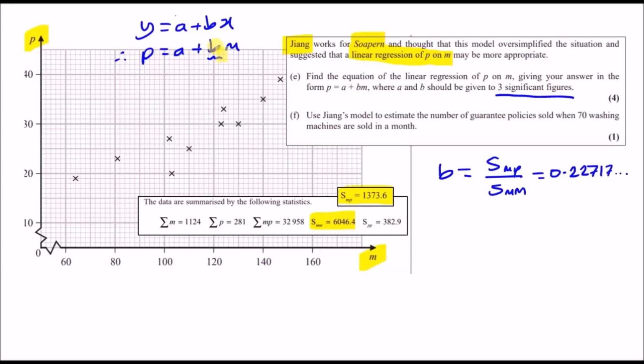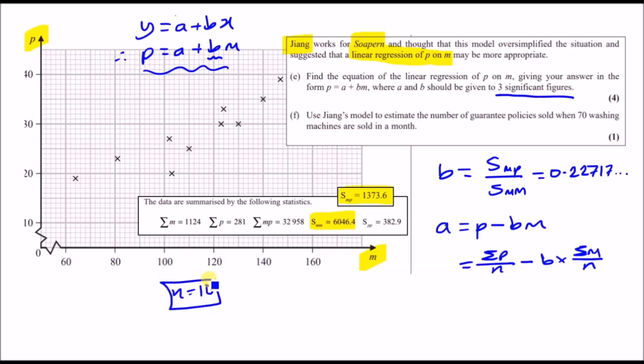Sometimes it's easy to forget a. My advice is always make a the subject. So rearranging the equation, subtracting bM across, you're going to get a equals P minus bM. Now, to find the actual value of a, it's going to be the sum of P over n minus the value b, which we obtained, times the sum of M over n, where n in this case is always 10. The sum of P and the sum of M are given here. Now, all we have to do is plug this back in.